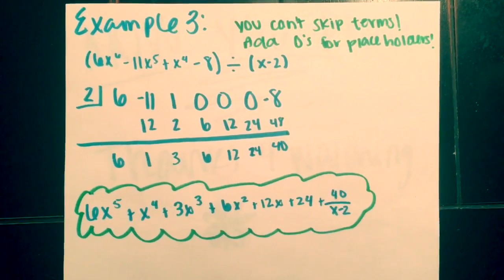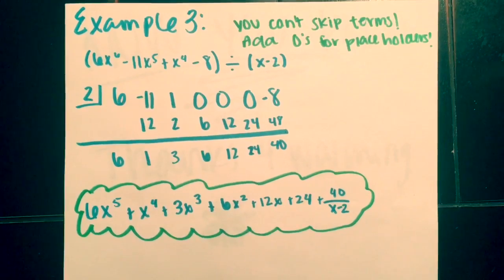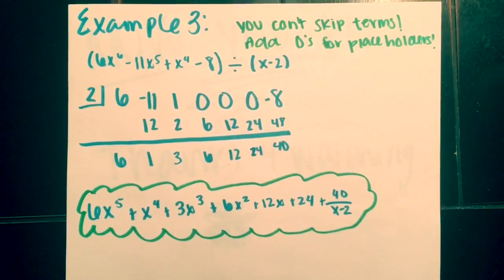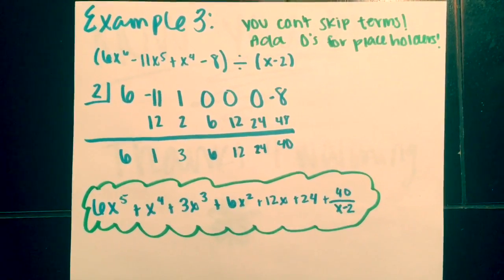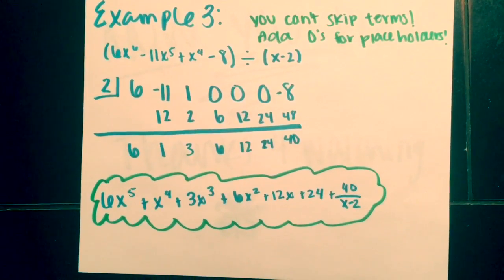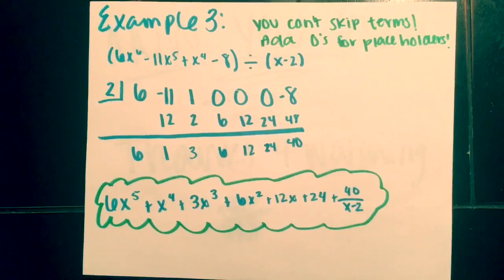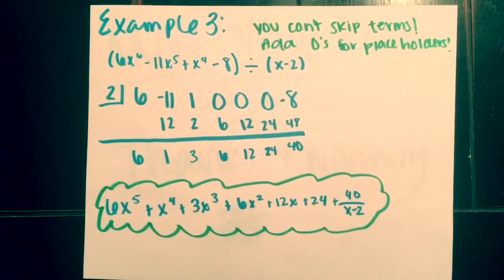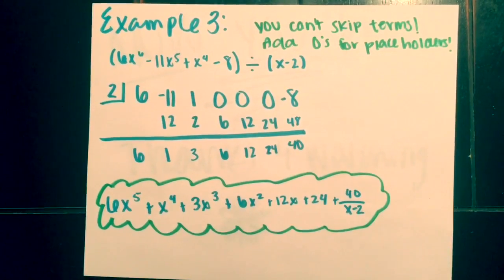As you find your answers, you're going to notice that 40 is the remainder, so that would be 40 over x minus 2. So your answer would be 6x to the fifth plus x to the fourth plus 3x cubed plus 6x squared plus 12x plus 24 plus 40 over x minus 2.